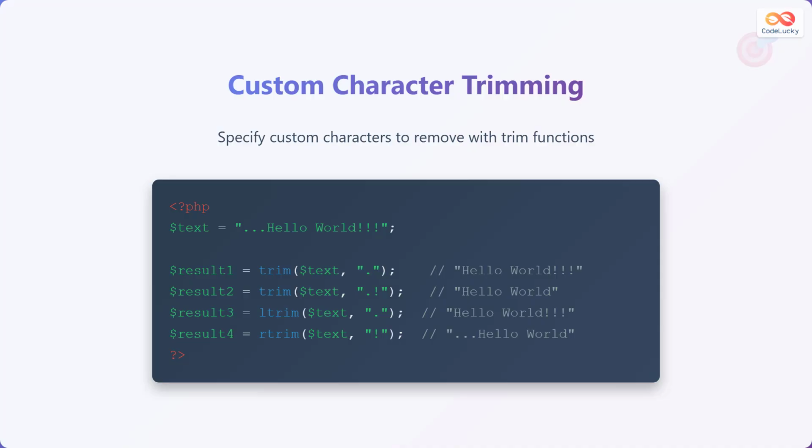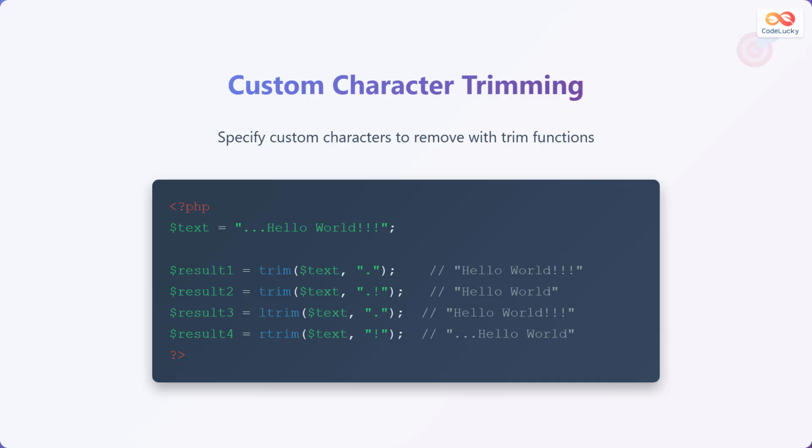The trim, ltrim, and rtrim functions are not limited to removing whitespace. You can also specify particular characters to be removed from the string. Let's see how. The text variable holds the string, hello world. The first trim function removes the dot characters from both ends of the string, resulting in hello world. The second trim function removes both dot and exclamation point characters from both ends, giving us hello world.